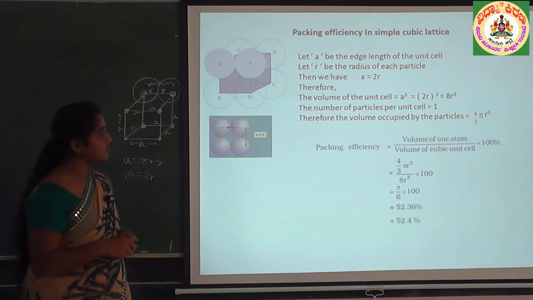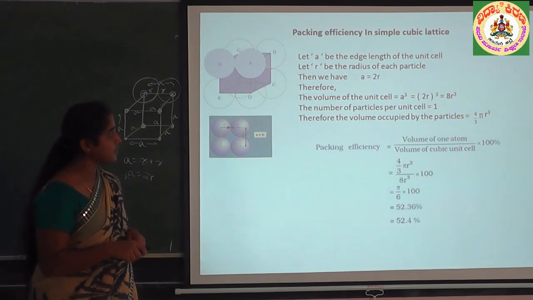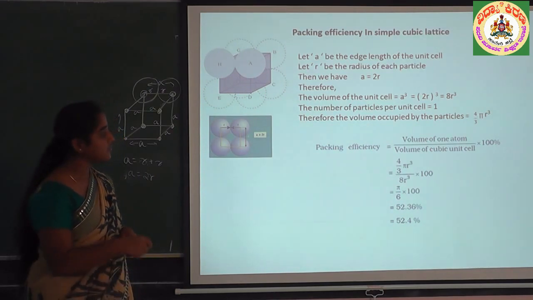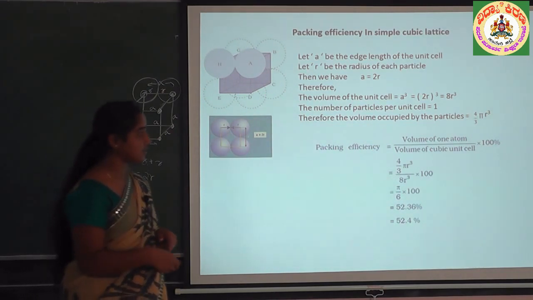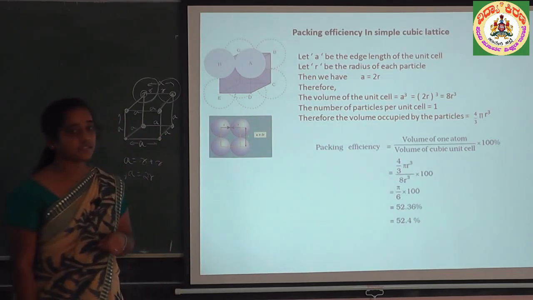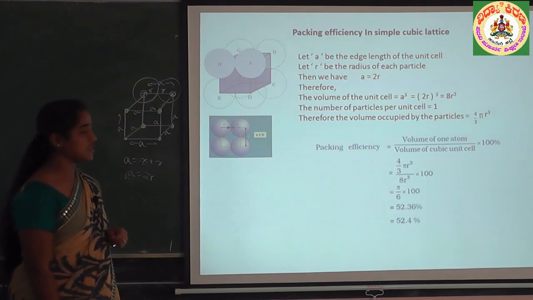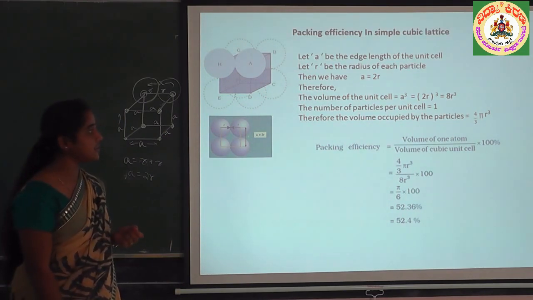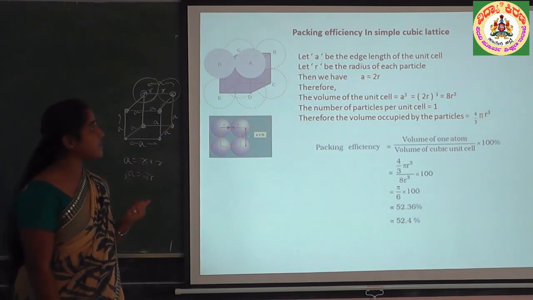We know that the volume of one atom is 4 by 3 pi r cube, divided by the volume of the unit cell, which is 8 r cube, into 100. If we continue this calculation, we end up with 52.4% as the packing efficiency. This is in the case of a simple cubic unit cell. This is very important for 5 marks.